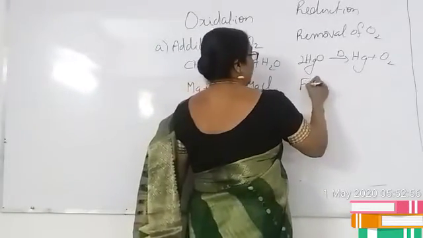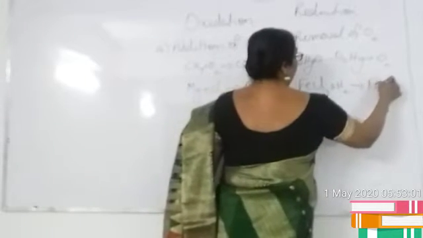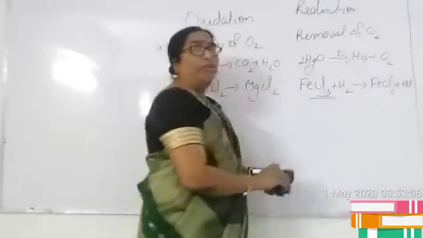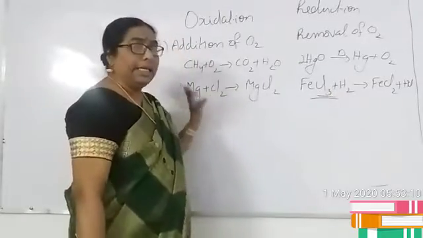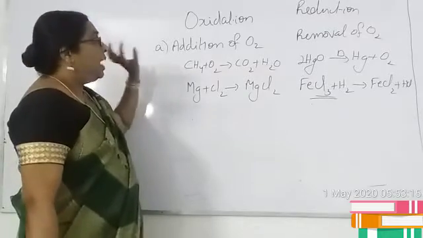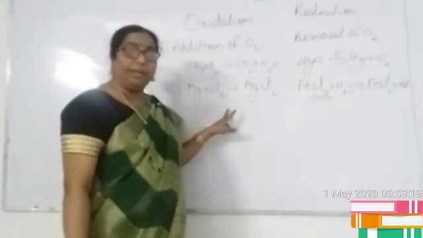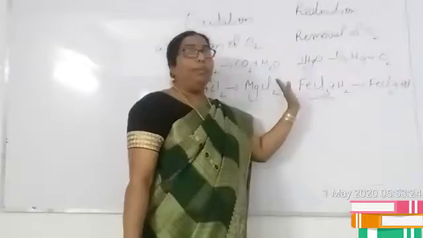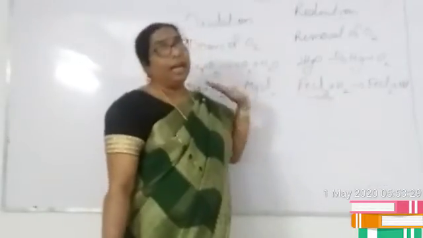For example, FeCl3 plus hydrogen gives FeCl2 plus HCl. Here ferric chloride becomes ferrous chloride, which involves removal of an electronegative element. Is it clear children? So we define oxidation as the process which involves addition of oxygen or any electronegative radical, but reduction is defined as the process which involves removal of oxygen or removal of any electronegative radical.